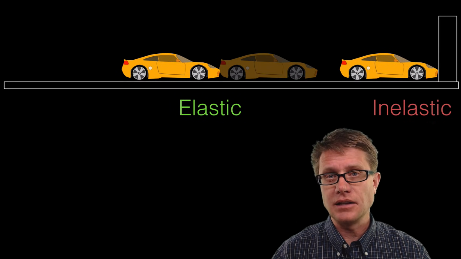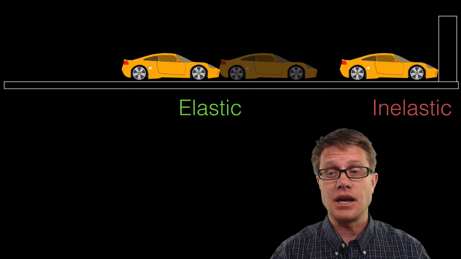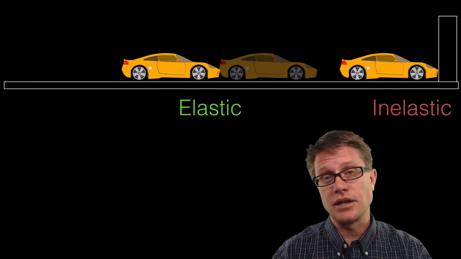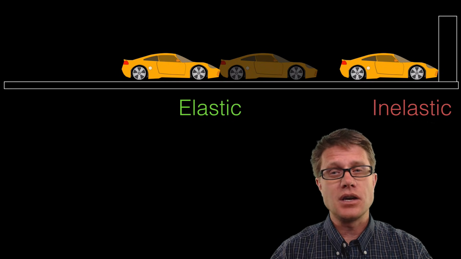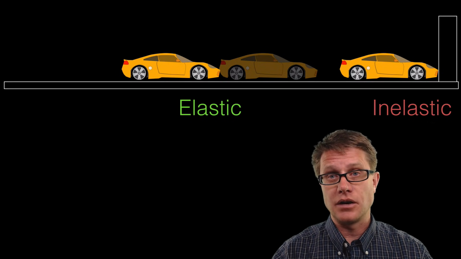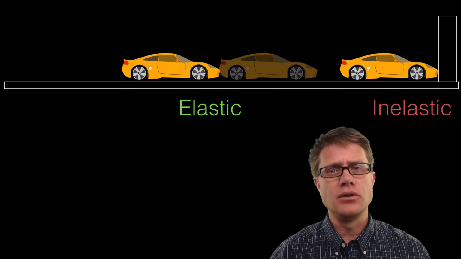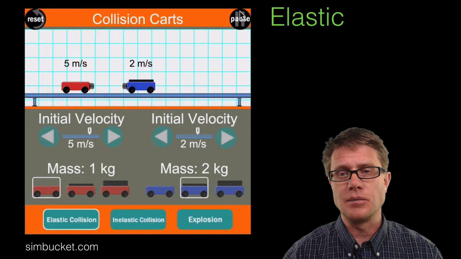So in an elastic collision, we maintain all of that kinetic energy. In an inelastic collision, some of that energy goes into the internal energy of the objects itself. If you think about two real cars running into each other, there's a lot of damage done inside those cars, and that's internal energy. It used to be kinetic energy that is doing the damage inside the car.